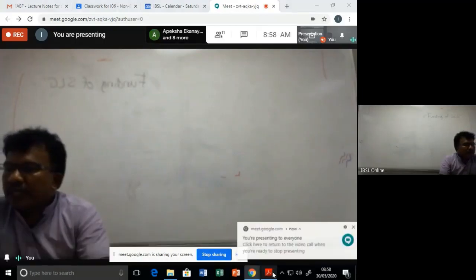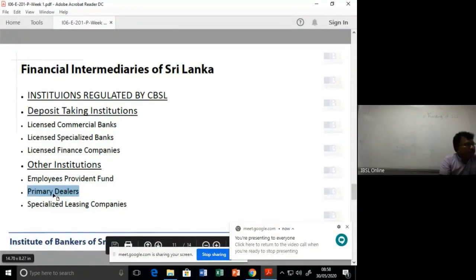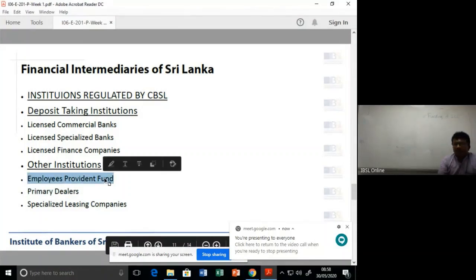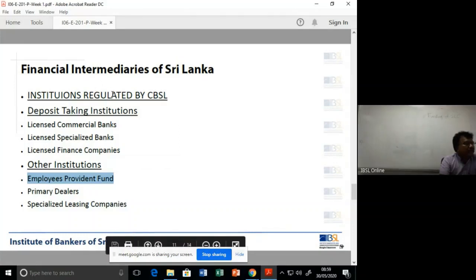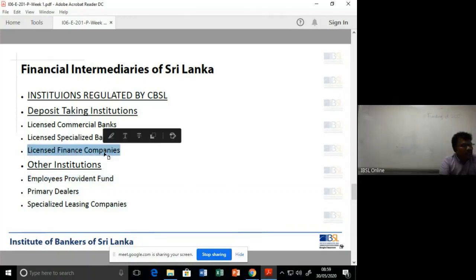Now, we are looking at EPF. We are just looking at the chart. Financial intermediaries, who are they? And EPF. We will discuss EPF when we talk about superannuation funds. Now, all this will be discussed in detail. For the time being, just understand these are the institutions regulated by Central Bank of Sri Lanka who act as financial intermediaries and they cannot accept deposits. Then there are licensed finance companies.